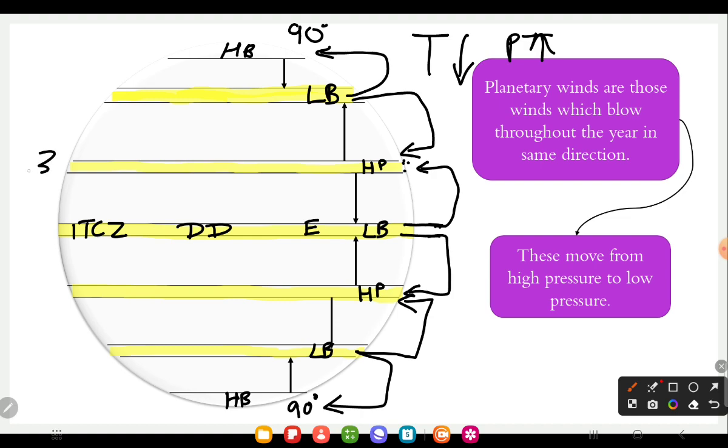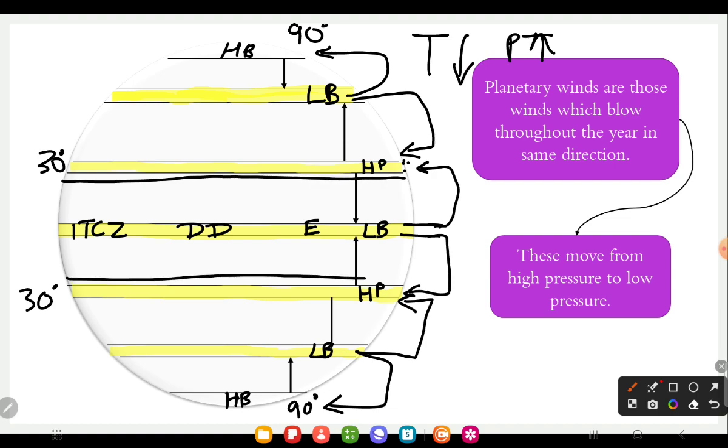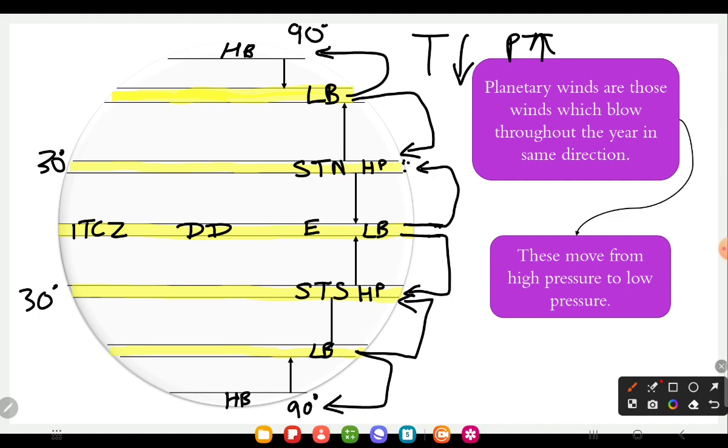This belt is 30 degrees north and this one is 30 degrees south. We can't call it a tropical belt because it is at 30 degrees, and the Tropic of Cancer is 23.5 degrees north and the Tropic of Capricorn is 23.5 degrees south. So it is out of the tropical region. That is why we call them the subtropical high pressure belt. This is the subtropical high pressure belt, this one is south and this one is in north.